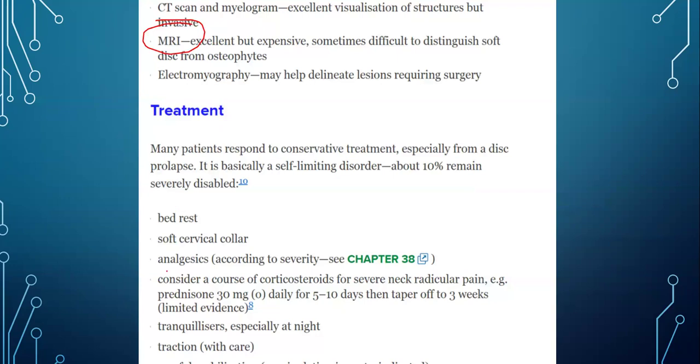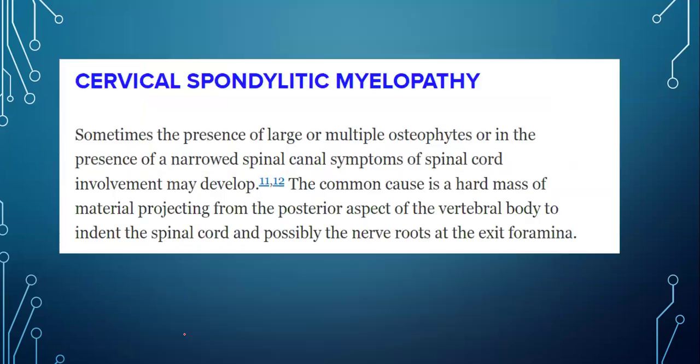The treatment is bed rest and analgesics. Sometimes we can even give them a short course of steroids for severe neck radicular pain. You can also send the patient for physiotherapy after the acute pain settles down.